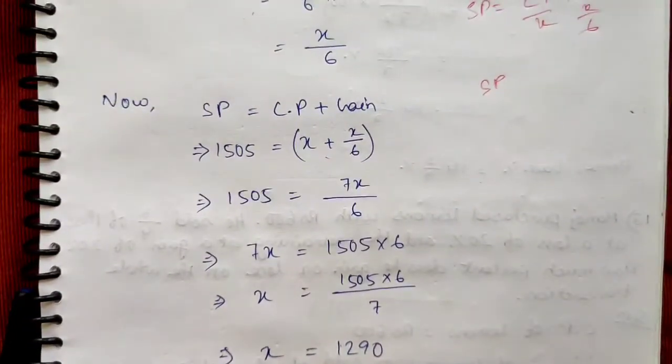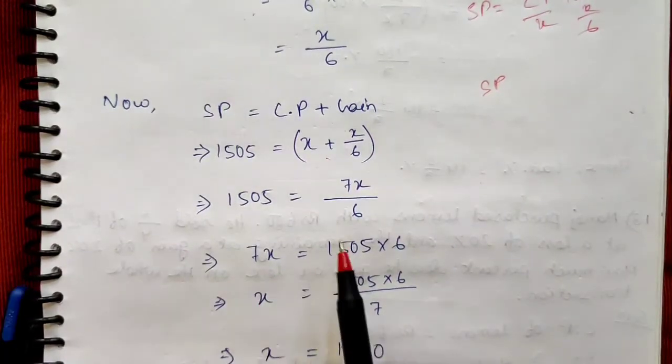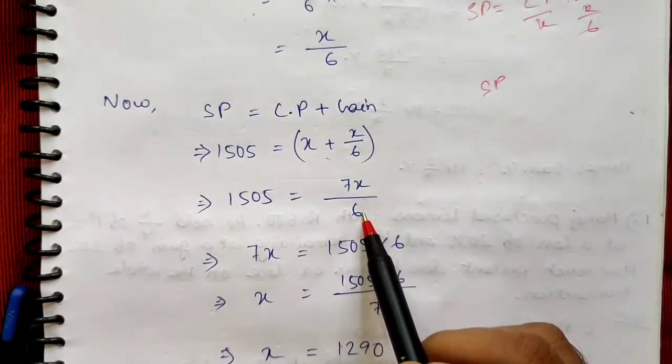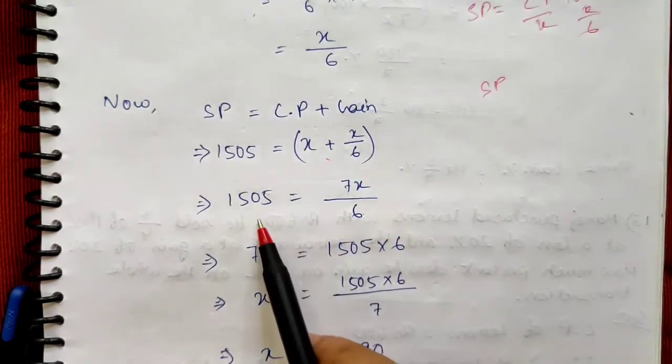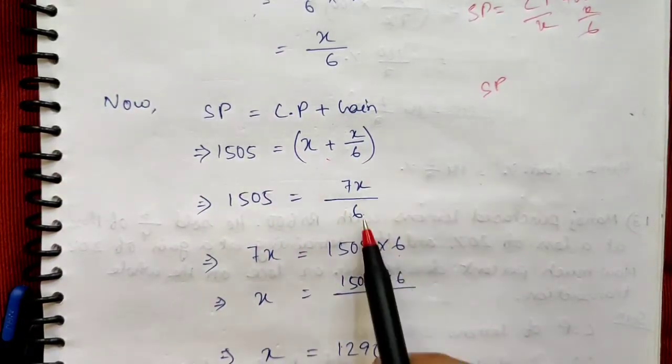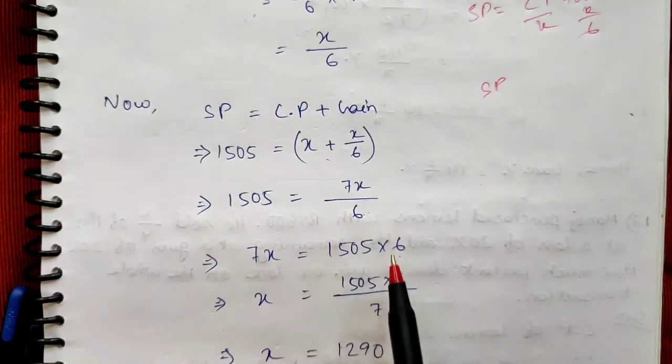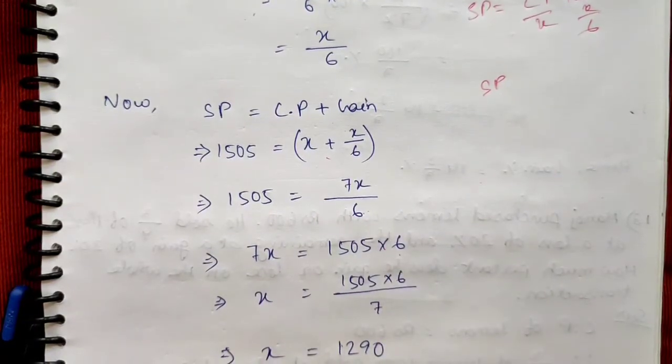So now our equation will be what? Look, this 6 is divided, isn't it? So when you change the side, it will be multiplied. So 7x equals 1505 into 6. 6 is divided, isn't it? So when you change the side, it will be multiplied. Up to this clear? Okay.